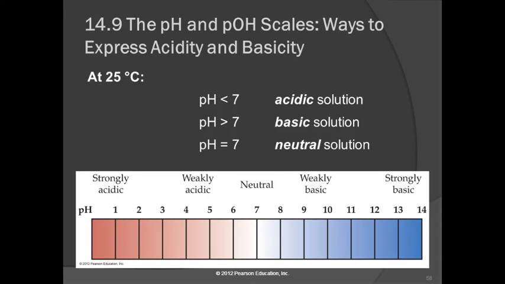Now we're going to look at the pH and pOH scales. This is another way to express whether a solution is acidic or basic. If the pH is less than 7, it's considered an acidic solution. If it's greater than 7, it's basic. And if it's equal to 7, it's neutral.